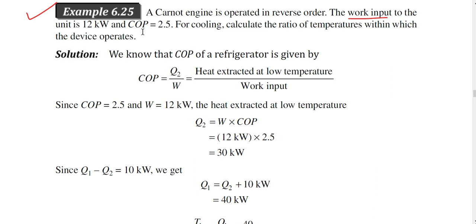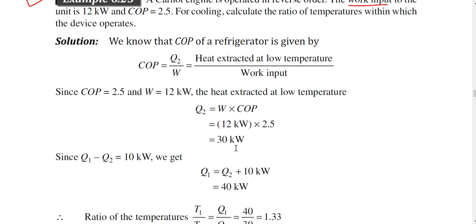As we intend cooling, we have to calculate the ratio of the temperatures. We know that the coefficient of performance is equal to Q2 by W, that is, heat extracted at low temperature divided by the work input. We have already used this formula in several problems. It is given that the coefficient of performance is 2.5, and W is 12 kilowatt. Kilowatt means 10 to the power 3 watt. From this formula we can easily calculate Q2. Q2 will be W into COP, so in kilowatt this is 30 kilowatt.